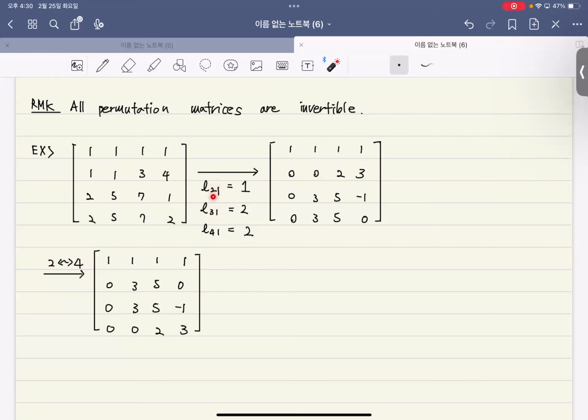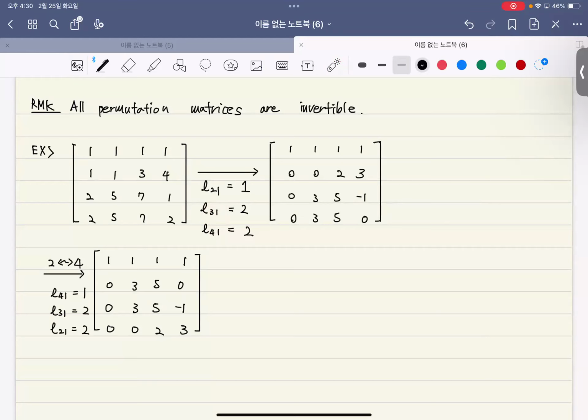You have to remember these indices must represent the number of rows that are to be exchanged. So this number 2 is now going to be number 4, right? And this number 4 should now be number 2. And this one just carries over. So L21 is 2, L31 is 1, L41 is 2. Good.